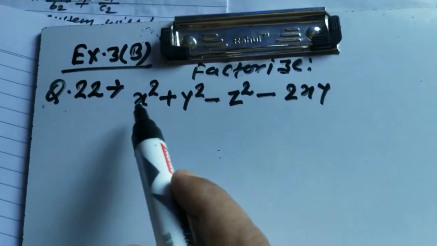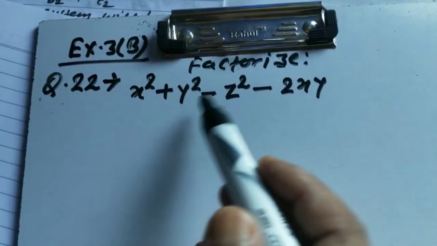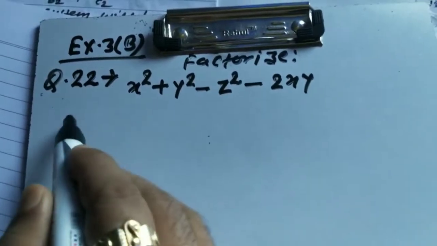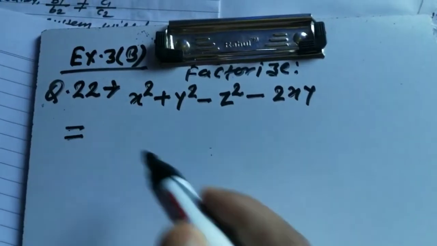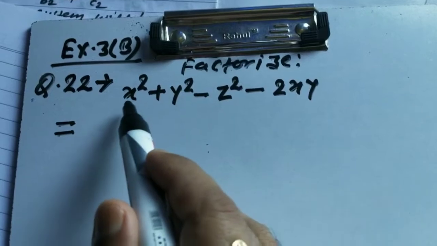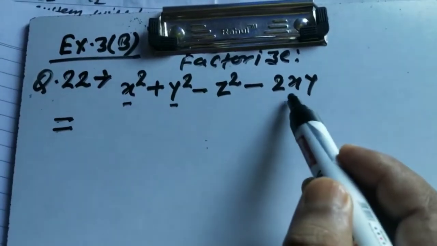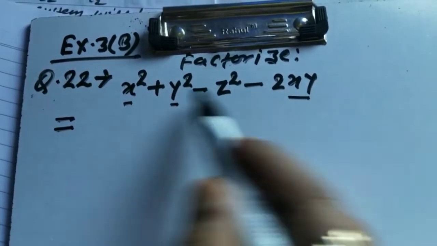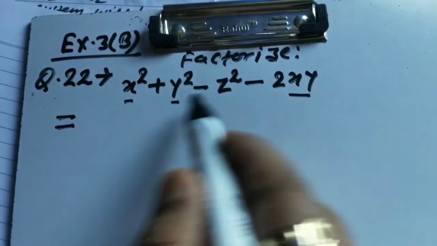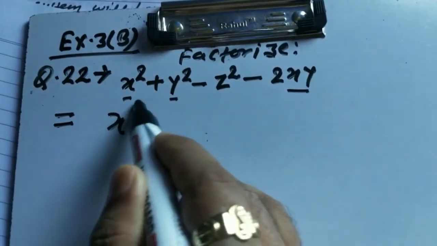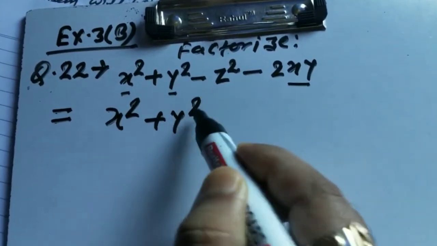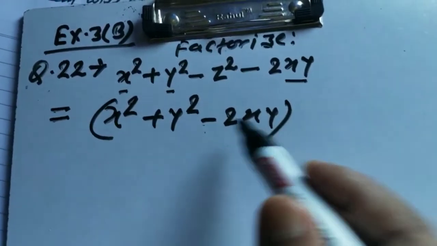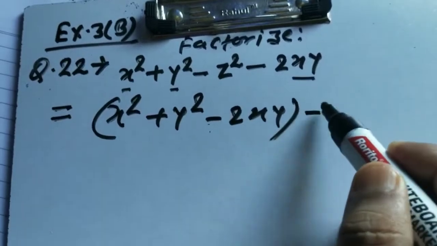Your question is, you have to factorize x square plus y square minus z square minus 2xy. So let us factorize it. You can see x square, y square and 2xy. x, y and xy, these three terms are related to each other. So write it together, x square plus y square minus 2xy, and separate minus z square.